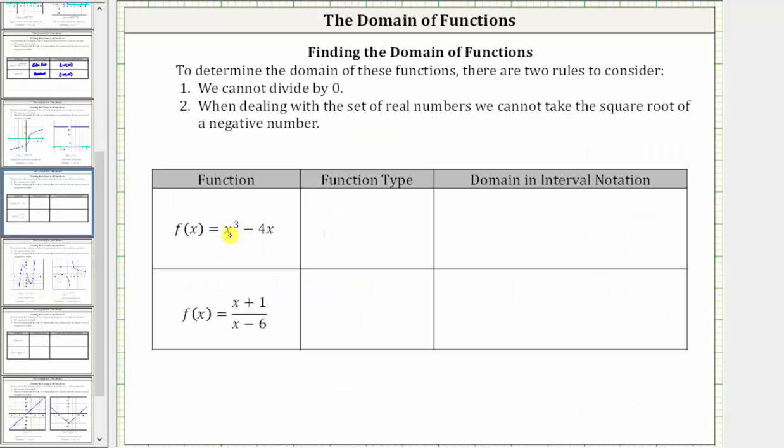Next, we have f of x equals x cubed minus 4x. This is a polynomial function of degree 3, which is called a cubic function. For the domain, we can take any real number, cube it, and subtract 4 times the real number, and therefore the domain is all reals.